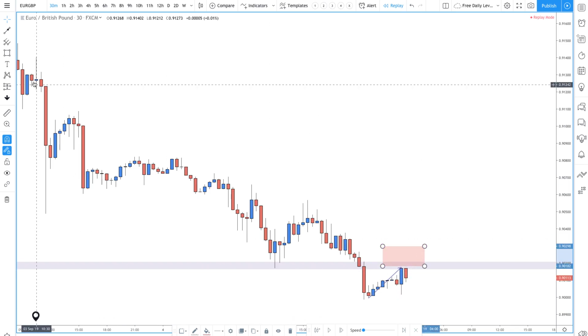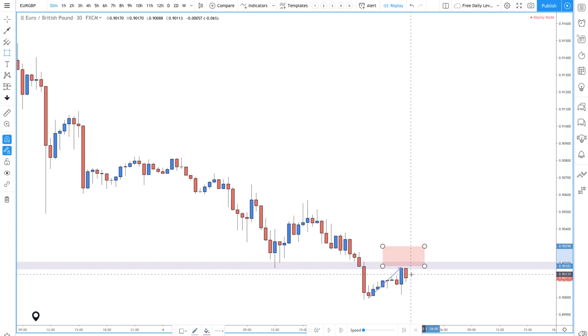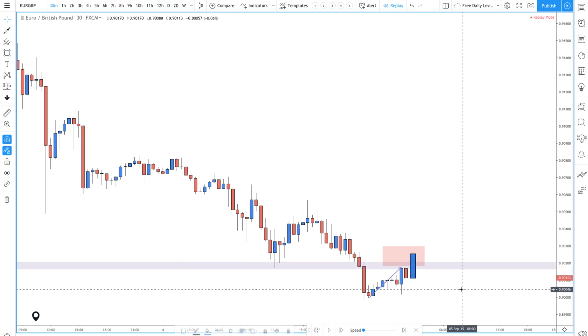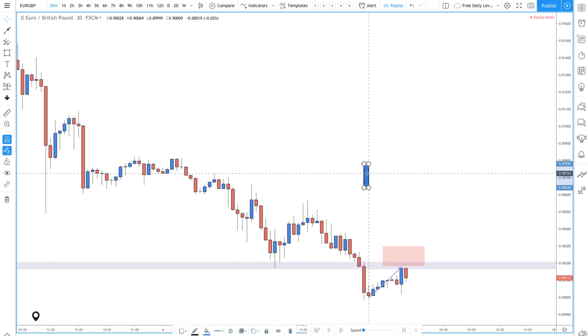And what we want to do is look for some bullish price action that goes up into here, and there's a bull candle right there. So that's what we're looking for, something along those lines, before we enter to go long, because we want to buy the euro.